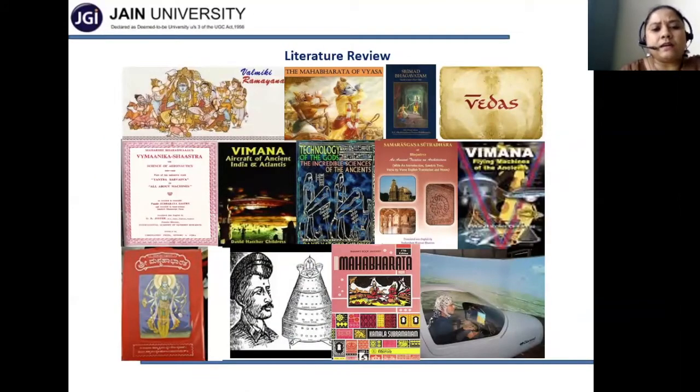These were the books which I mainly considered for literature review. Other than that, there are many other books. As I said, Valmiki Ramayana and Mahabharata of Vyasa, then Srimad Bhagavatam, the description of Vimanas in Vedas, then Maharshi Bharadwaja's Vaimanika Shastra, written by Subbaraya Shastri. And then there is a series of books written by David Hatcher Childress, like Vimana Aircraft of Ancient India and Atlantis, Technology of the Gods, Vimana Flying Machines of the Ancients, then Samarangana Sutradhara of Bhojadeva, then Mahabharata. Then the description of Talpade's Vimana, and a few articles related to thought-powered aircraft.